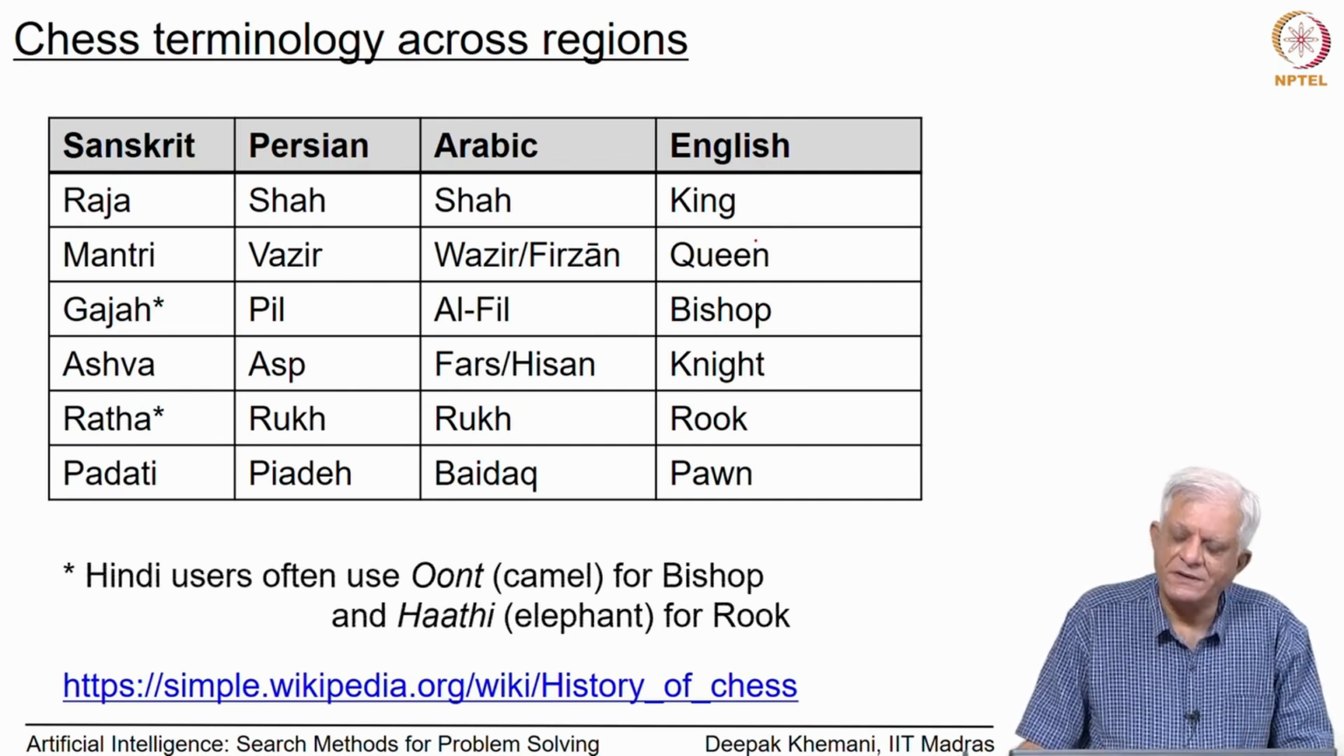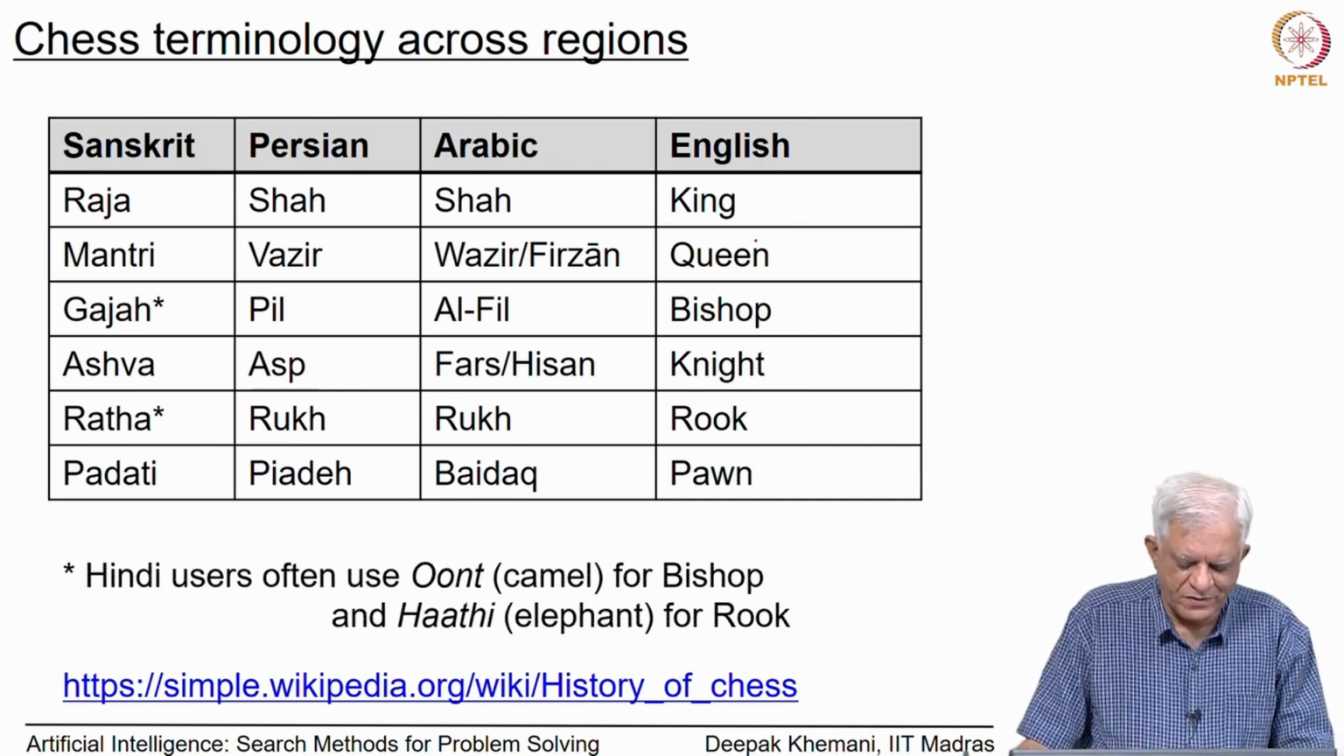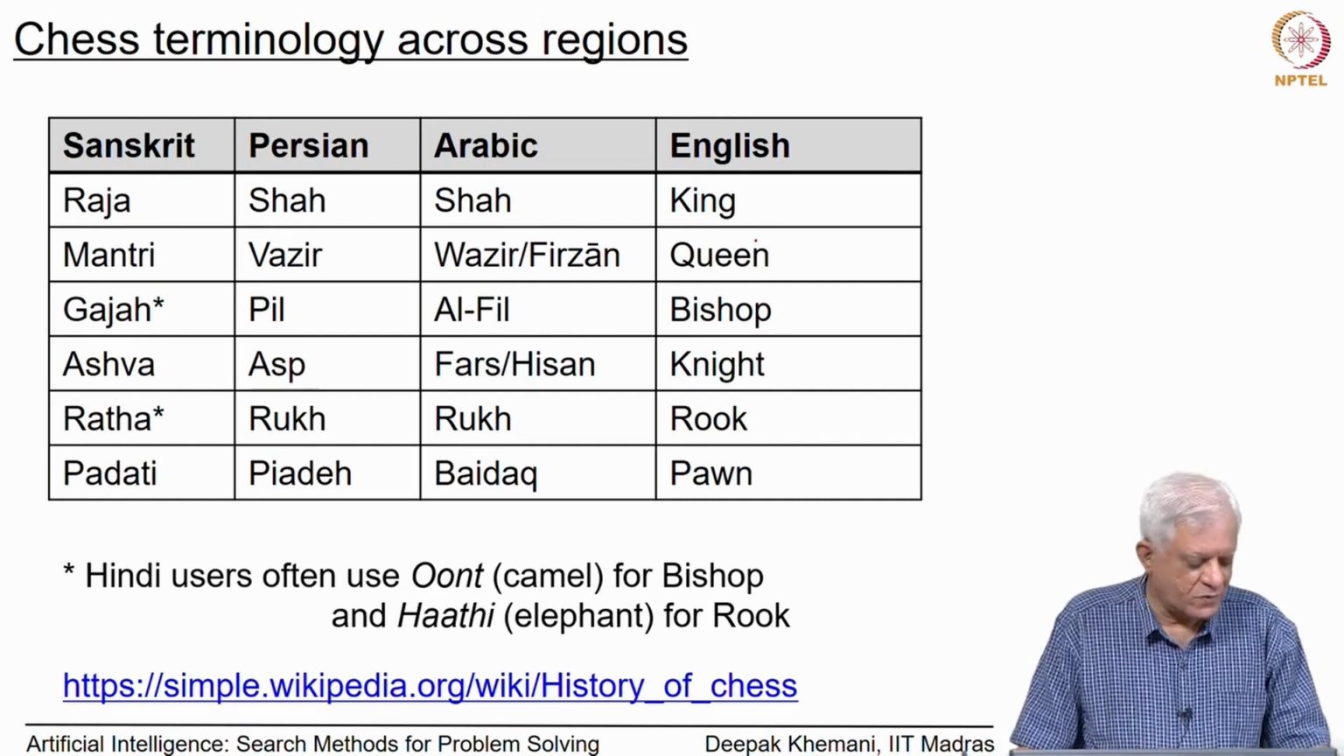So, people playing chess in India would know that we often use the word Oont, which is the Hindi word for camel for the bishop, and Hathi, which is the word for elephant for the rook.